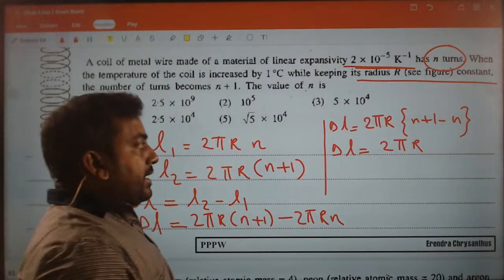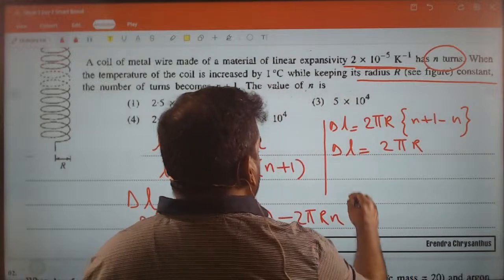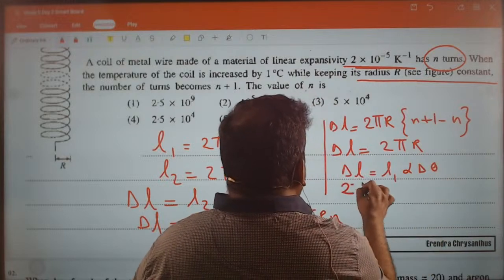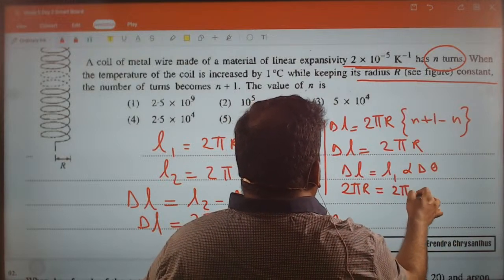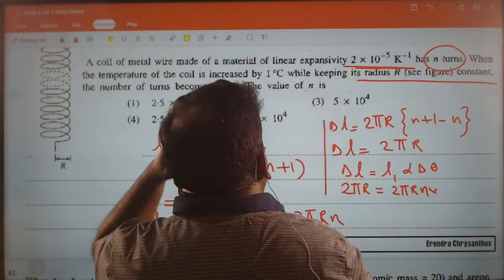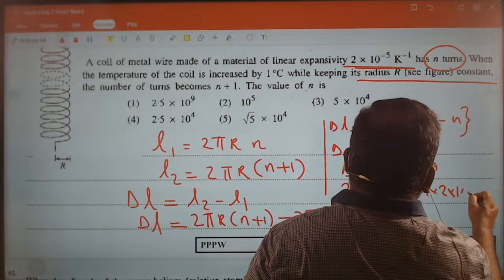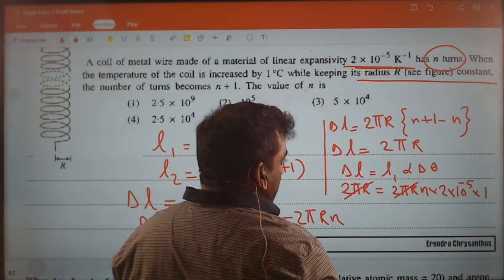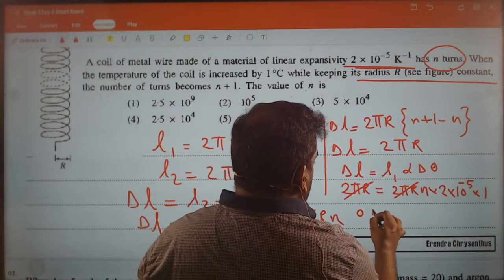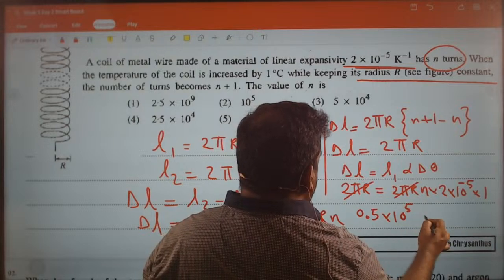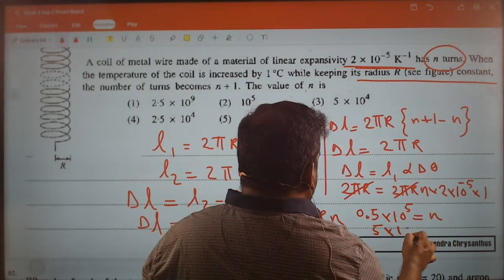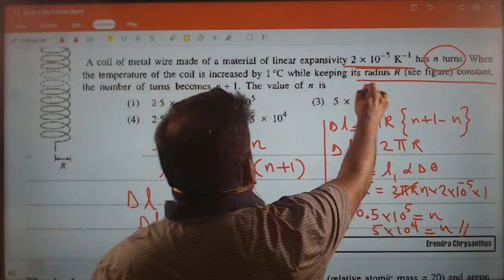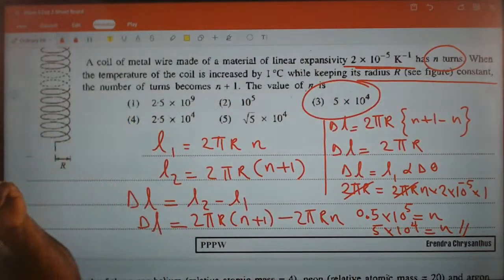Okay, so here we can say ΔL is equal to L1 α Δθ, which is 2πrn times α. Alpha is equal to 2 × 10⁻⁵. Change in temperature is 1 degree Celsius. 2πr cancels off. Simplify this carefully. 0.5 × 10⁵ is n. So 5 × 10⁴ is equal to n. So our correct answer is answer number 3.